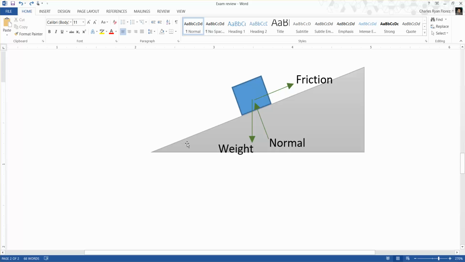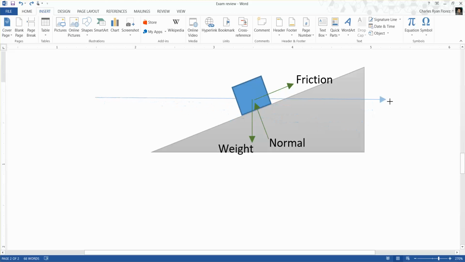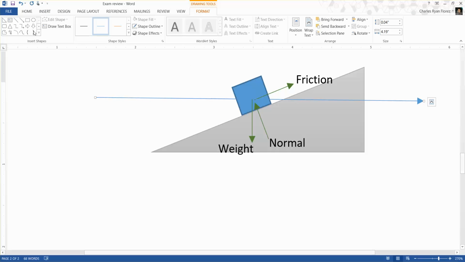So if you have this angle here, let's call this angle alpha. This angle here will always equal this angle here. So keep that in mind. And if you have a horizontal here, line, not an arrow.